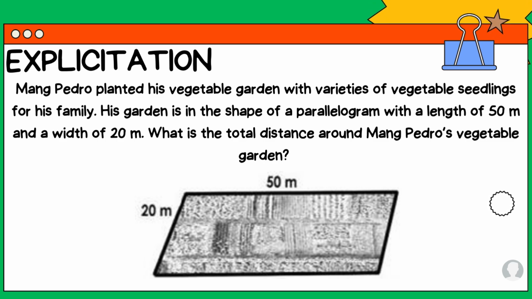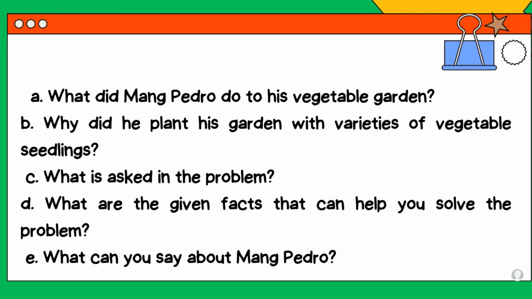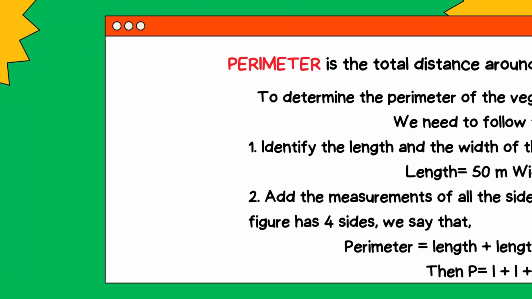So we have here the length, 50 meters, and the width, 20 meters. So let us see the total distance around Mang Pedro's vegetable garden. What did Mang Pedro do to his vegetable garden? Why did he plant his vegetable garden with varieties of vegetable seedlings? What is asked in the problem? What are the given facts that can help you solve the problem? And what can you say about Mang Pedro? We will answer that later as we go on and as we solve the problem.